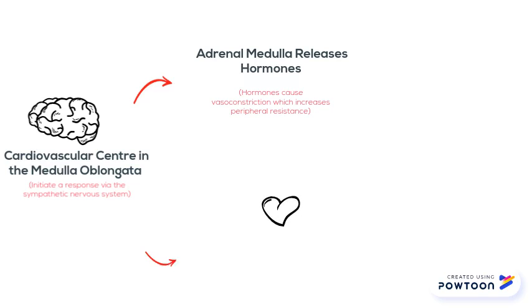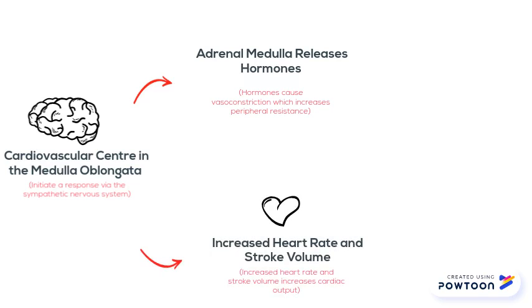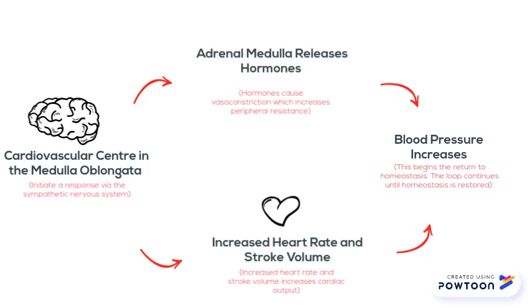These impulses will also increase heart rate and stroke volume, which results in an increase in cardiac output, meaning there is more blood pumping around the body. This combination of effects will result in increased blood pressure. The baroreceptors will detect this increase and continue to send action potentials to the brain until the blood pressure is adequately adjusted, thus returning homeostatic balance.